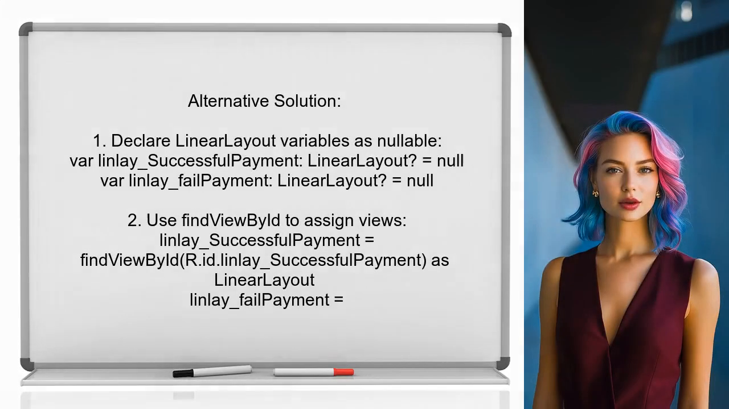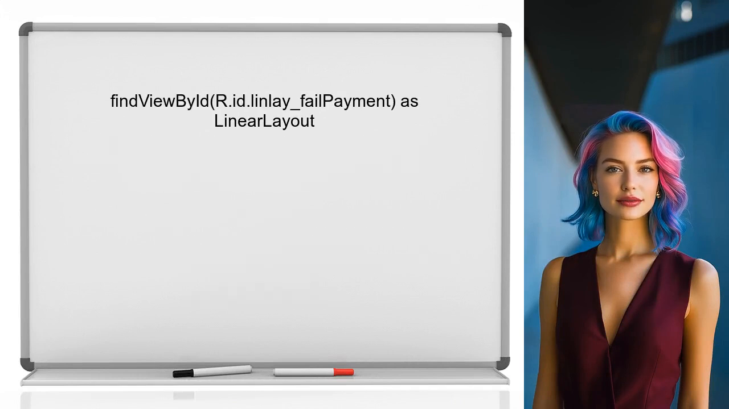An alternative solution provided by another user suggests declaring your linear layout variables as nullable. They recommend initializing them as null and using the findViewById method to assign the views.